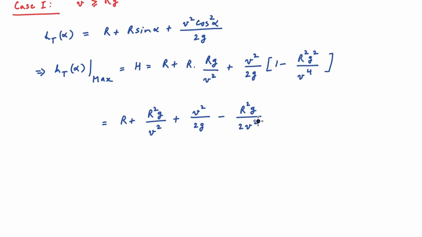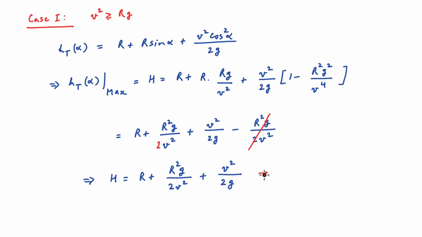The fourth term is half of the second term. We combine them and therefore we get capital H is equal to r plus r square g upon 2v square plus v square upon 2g. Now note that this expression depends on the value of v square, which is present in the second and the third terms of this expression. Of course, the other terms, r and g, are merely constants.